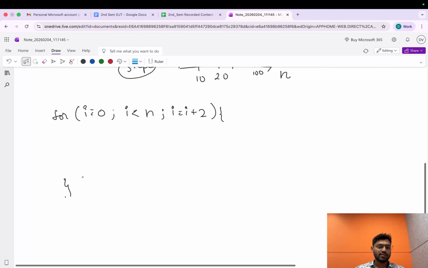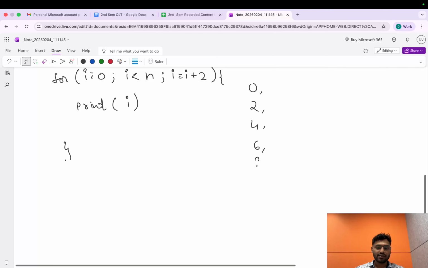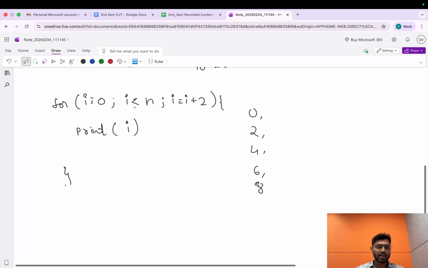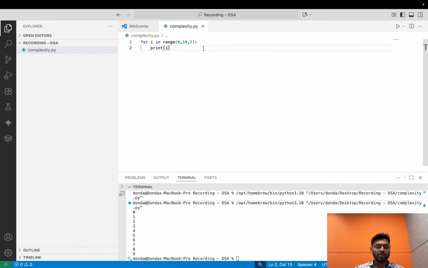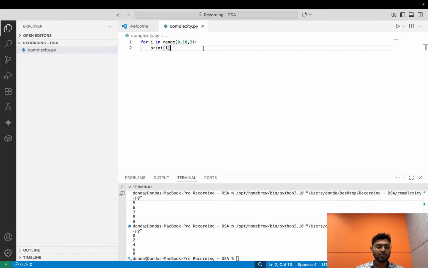How many times will this run? Let's say you are printing i. We're going to print 0, and after that 2, 4, 6, 8, right? We are not going to print 10 because it's not less than n. If it were less than or equal to, we would print 10 also. Okay, it's fine. So we print 0, 2, 4, 6, 8.